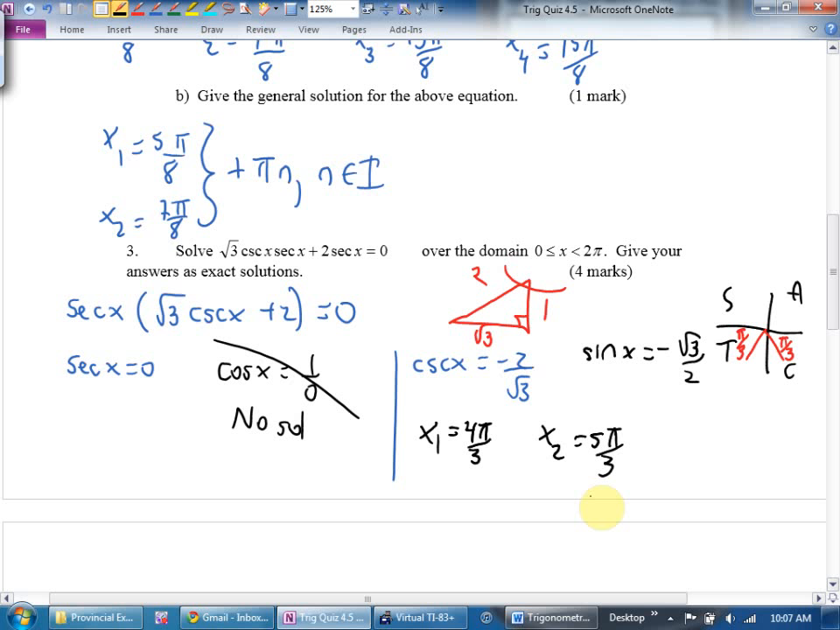I would probably say one mark for that answer, one mark for that answer, and one mark for cluing in it was no solution over here. Something like that. That's kind of cool. A no solution reciprocal.